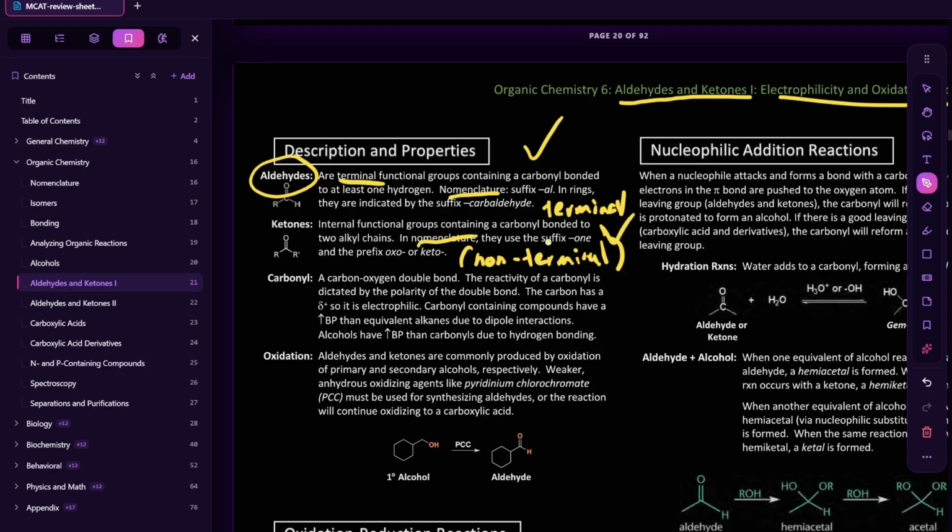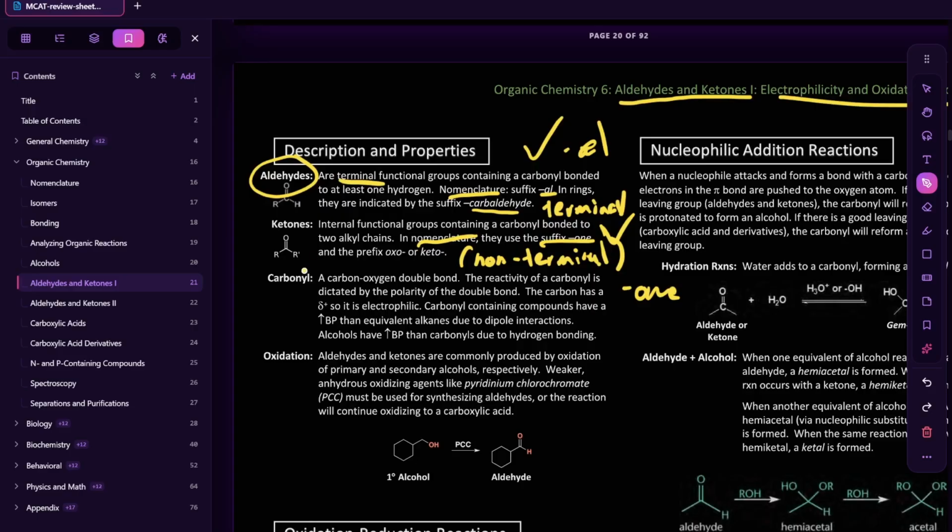If not, the suffix for ketone is -one, and for an aldehyde it's -al. And in rings, they're called carbaldehyde, apparently. And then the prefix for ketones is oxo or keto. All right, so that's what a basic aldehyde and ketone are.